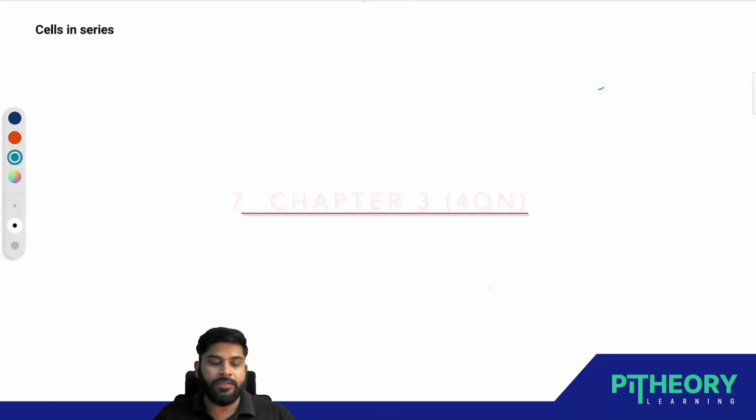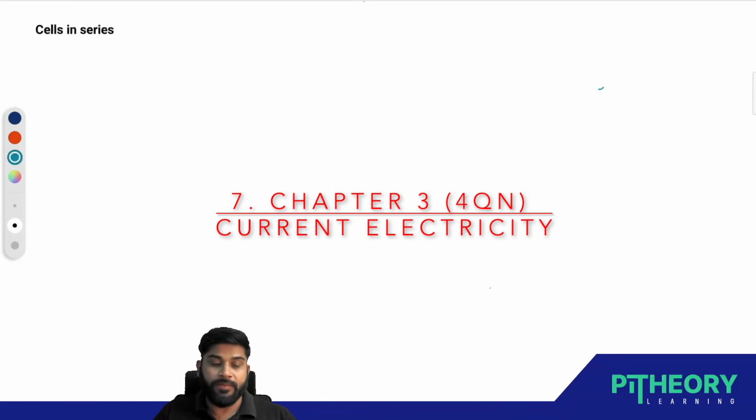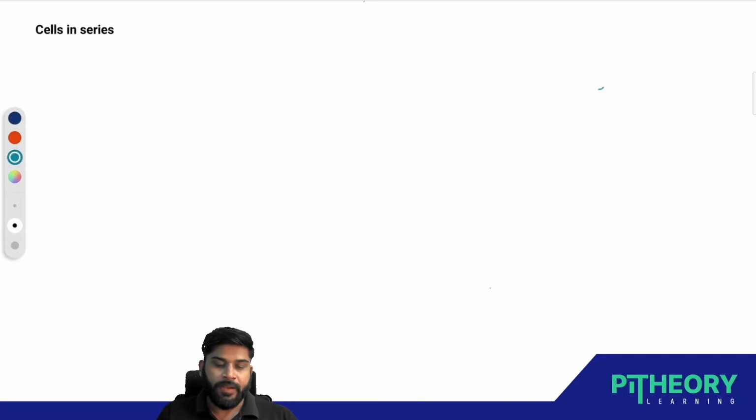Cells in series are also sometimes asked in questions, so let's consider this case also. Here we have two cells taken in series. Let's say the EMFs are epsilon 1 and epsilon 2, and the internal resistances are R1 and R2. Let's say a current I is passing through this. If we take the potential across the first cell, the terminal potential difference, you can write epsilon 1 minus I R1, correct?